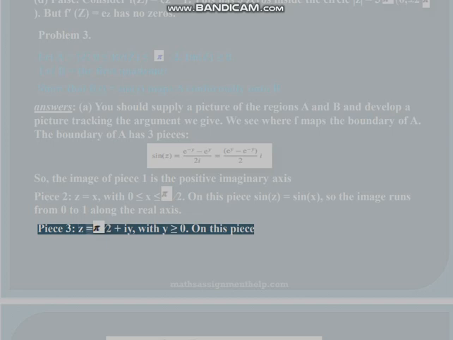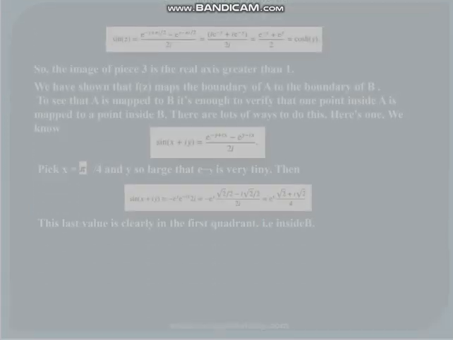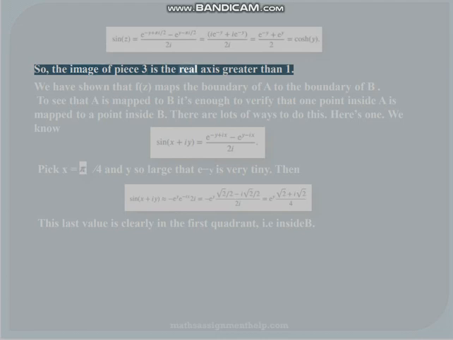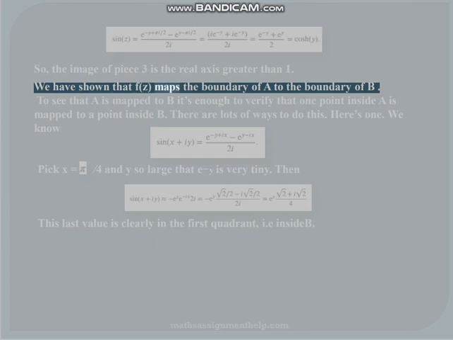Piece 3, z = π/2 + iy, with y ≥ 0. On this piece, sin z = cosh y. So, the image of piece 3 is the real axis greater than 1. We have shown that f(z) maps the boundary of A to the boundary of B.